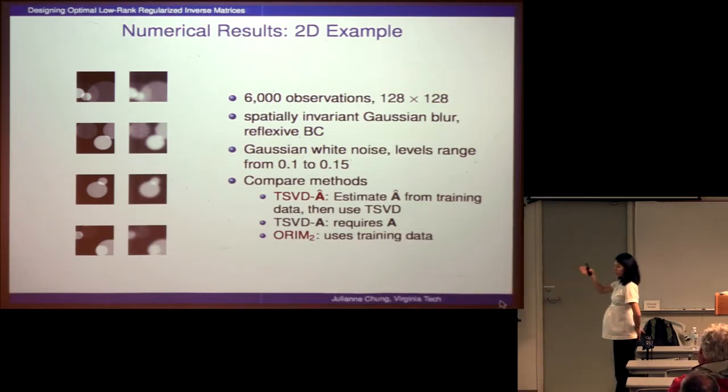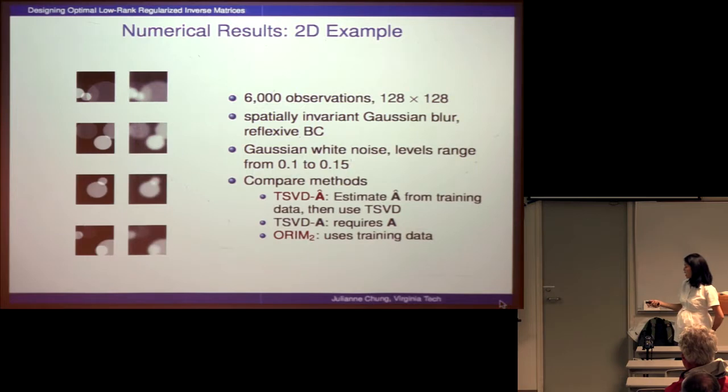But that requires that I have the actual A. Another idea is to say if I have training data but I don't know A, I could use our framework to first estimate, let's call it A hat, from the training data. Once I get an estimate of my forward model, then I can do my reconstruction using, say, TSVD. Okay, so both of these approaches in red use training data in different ways. But this requires a 2-step process, and this one you just go straight to the inverse matrix.